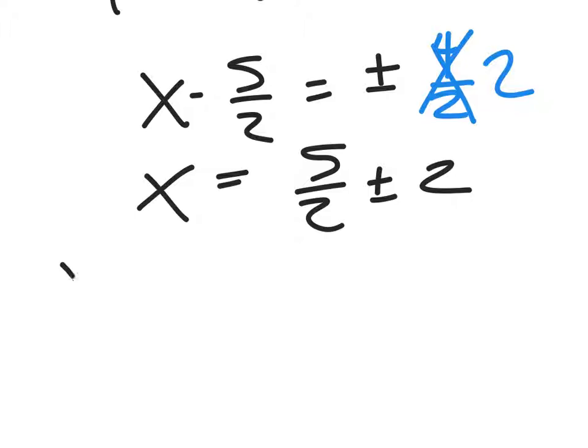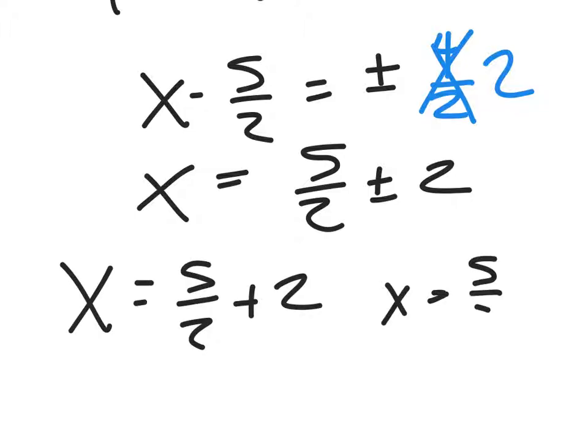Now just to be clear, there are 2 answers. There's 5/2 plus 2, and then there's 5/2 minus 2. And obviously you can type that in your calculator to get the exact answer.